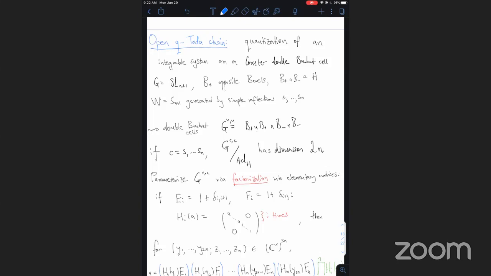So for every pair of elements of the Weil group, u and v, we can look at the intersection of the corresponding Bruhat cells, the double coset B+ u B+ with the double coset B- v B-. We'll call this G^{u,v}, and it's called the double Bruhat cell corresponding to the pair u and v.